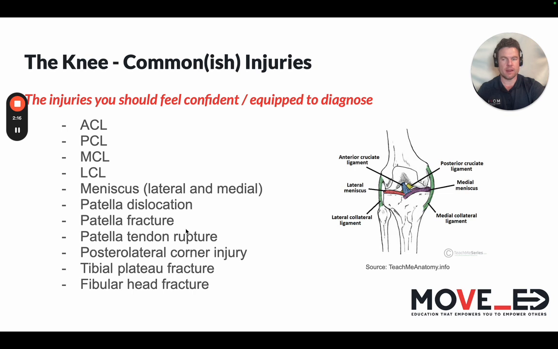So we have ACL, PCL, the medial and lateral collateral ligaments, and the meniscus will form a bulk of your injuries. There's patellar dislocations and fractures, and then less common patellar tendon ruptures are clinically important. Posterolateral corner injuries are often undiagnosed or missed, but also clinically important. And then various fractures throughout the knee, including the tibial plateau or the fibular head.